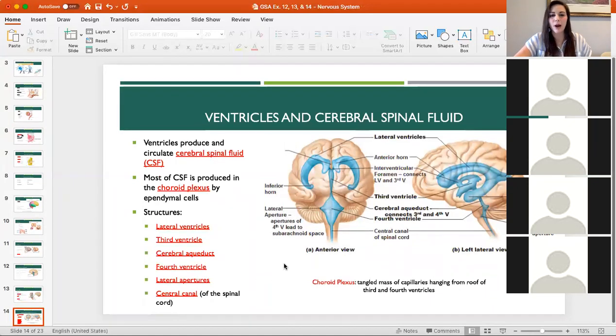All right, so as promised, moving to our ventricles. This will be a really important picture for you to know. This will be on your practical, so you definitely want to know these different parts.